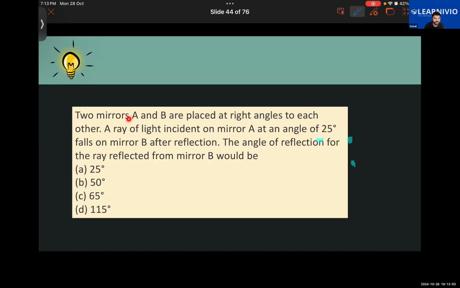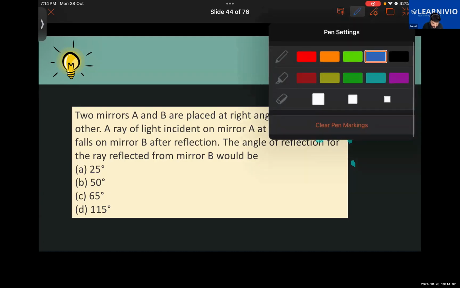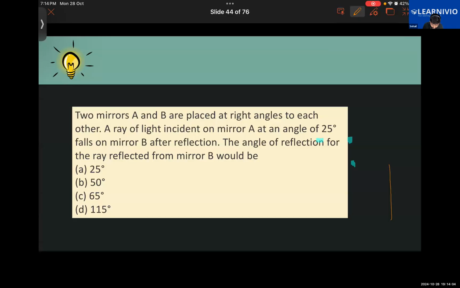So two mirrors A and B are placed at right angles, meaning at an angle of 90 degrees. In front of each other, facing each other? No, it's like this. Let me just draw a diagram for this. It is kind of like this. Yes, sir, A and B like this.